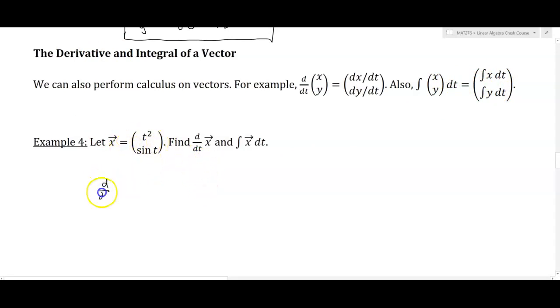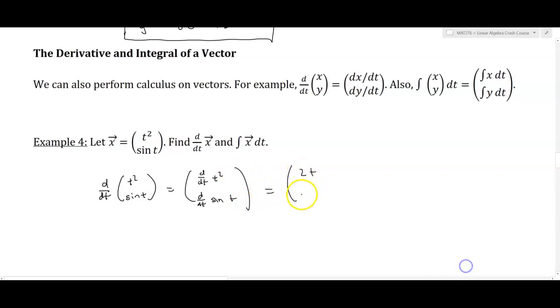The derivative of the vector t squared, sine of t is just going to be the derivative of t squared, which we know is 2t, and then down here we'll have the derivative of sine of t, which we know is cosine of t. So we'll have the vector 2t, cosine t.